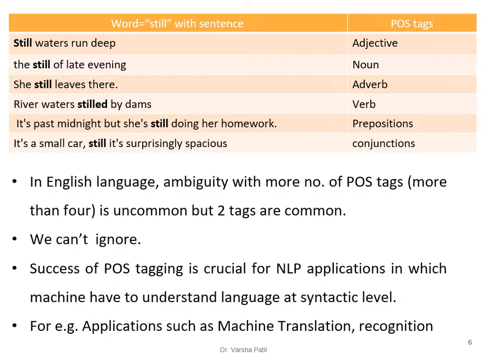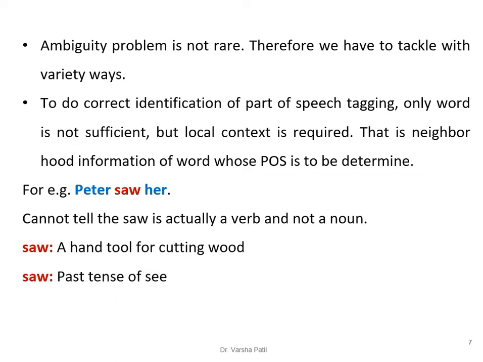In the English language, ambiguity with a larger number of POS tags, that is more than 4, is uncommon, but 2 tags are very common. Therefore, we can't ignore it. Success of POS tagging is crucial for NLP applications in which machines have to understand language at the syntactic level, for example machine translation, speech recognition, information extraction, etc. The ambiguity problem is not rare. Therefore, we have to tackle it in a variety of ways.